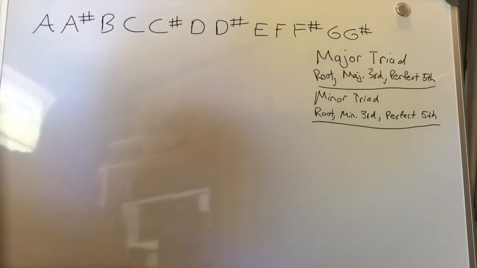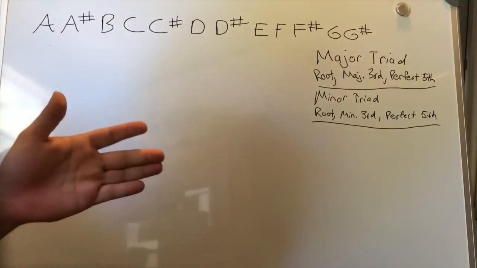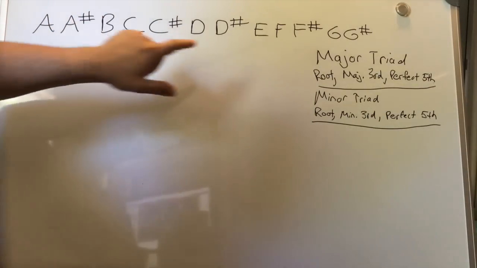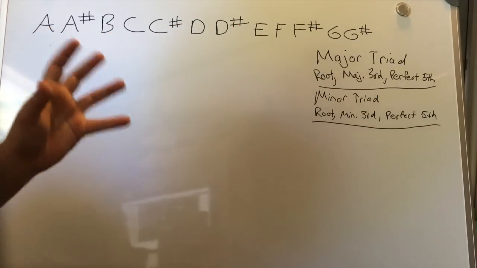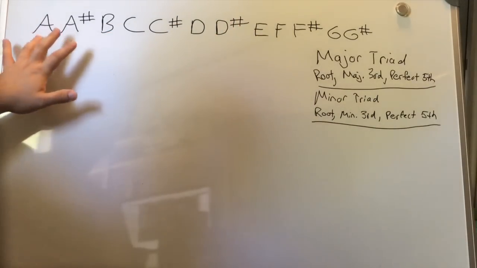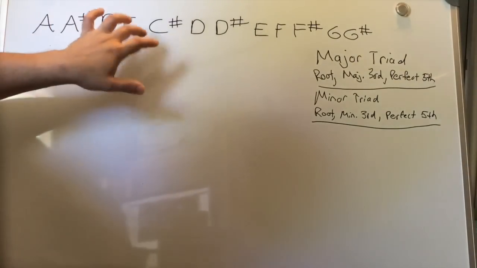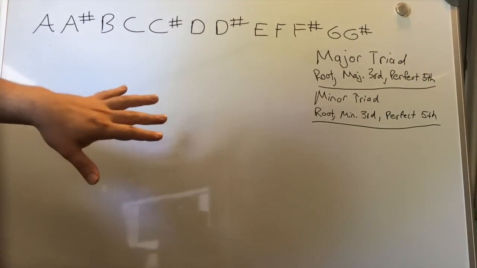So what we're going to do now is we're going to talk about some intervals. And an interval is essentially going to be a relationship between two different notes. For instance, as we mentioned before, A to E is a perfect fifth interval. A to C sharp is a major third. A to C is a minor third. So let's talk about intervals.